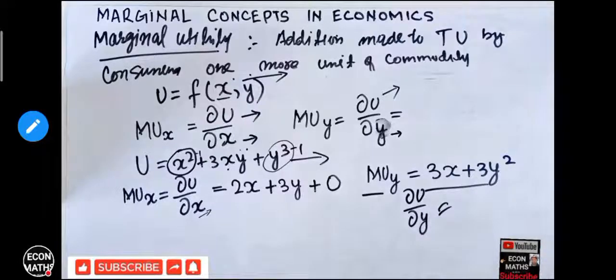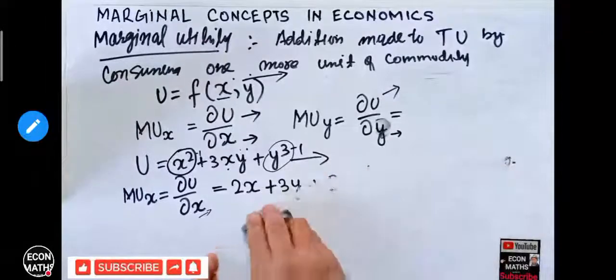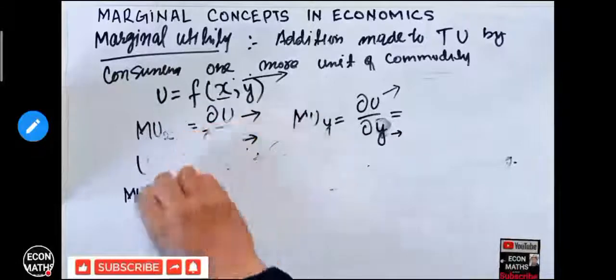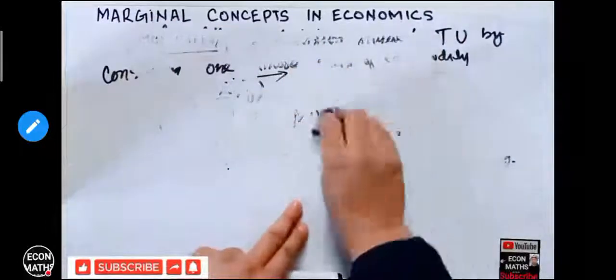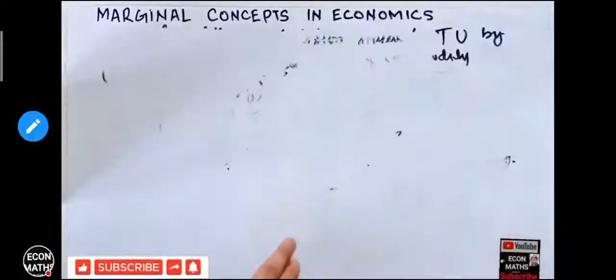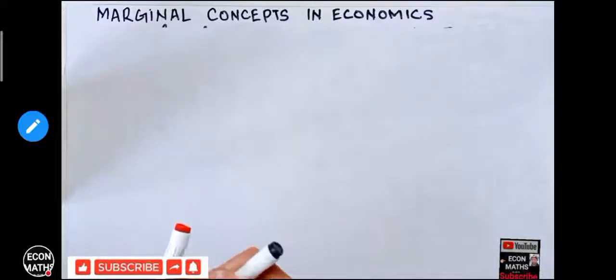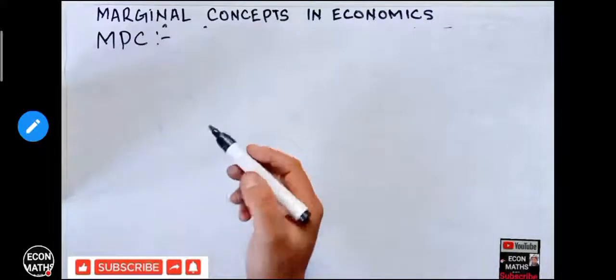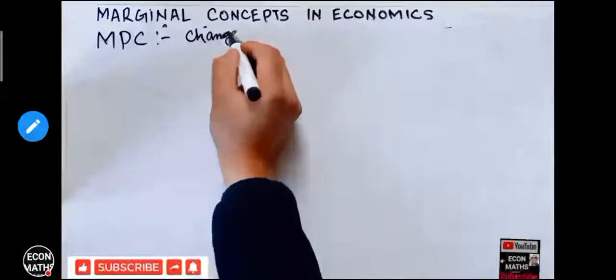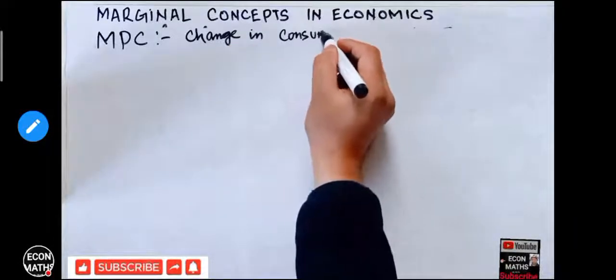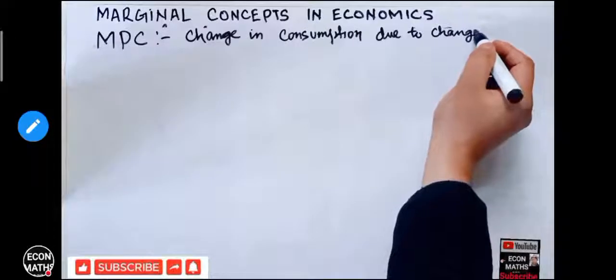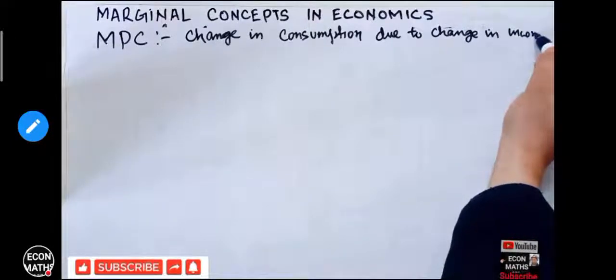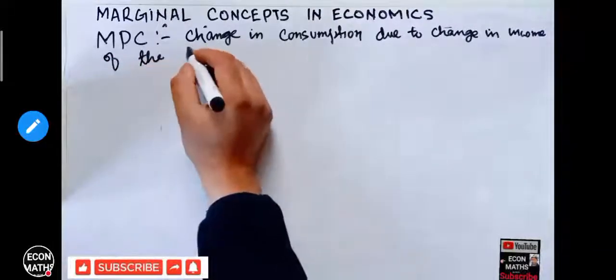Okay. Now coming to another concept in the marginal series, we will talk about the marginal propensity to consume. So another concept is the marginal propensity to consume. Marginal propensity to consume is simply the change in consumption due to change in the income of the consumer.